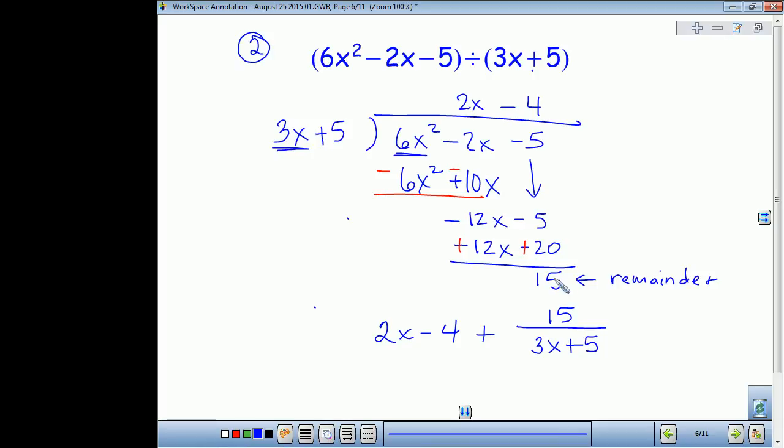Okay, now, Edward just said, what if this were a negative 15? If this were a negative 15, we would have, instead of plus here, we would have a minus 15 over. Okay?